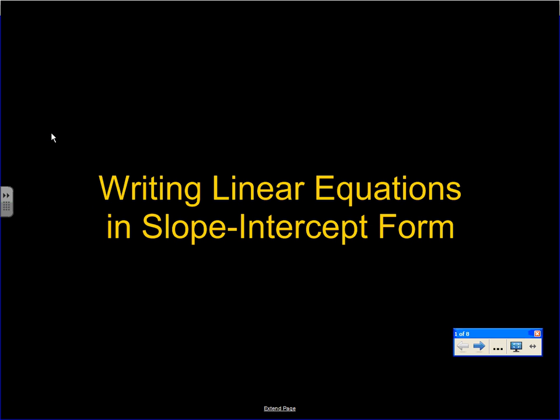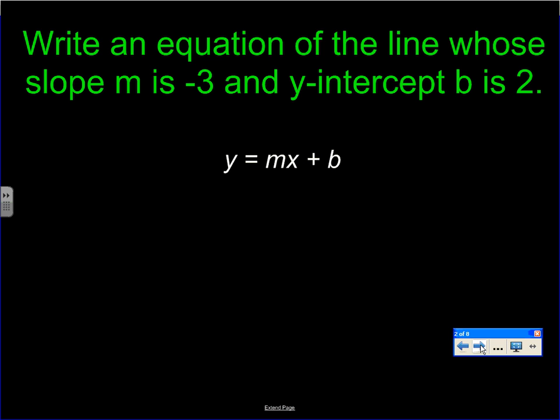In the video today, we are going to be writing linear equations in slope-intercept form. And when you write a linear equation in slope-intercept form, you have to have two things. You have to have the slope, and you have to have the y-intercept.